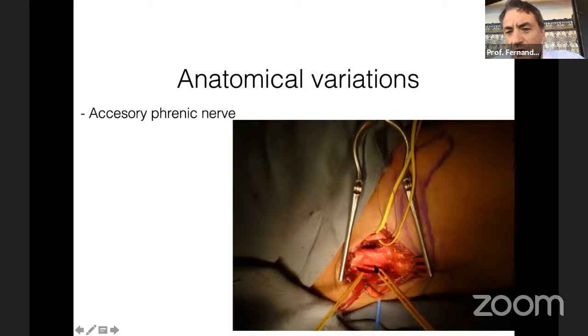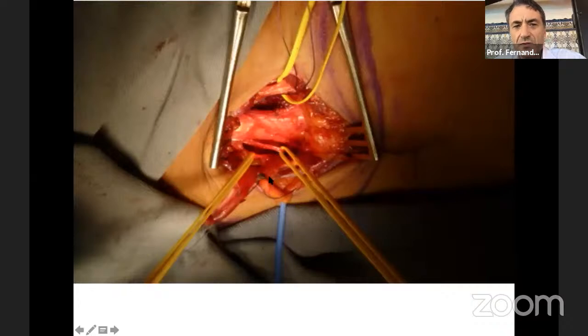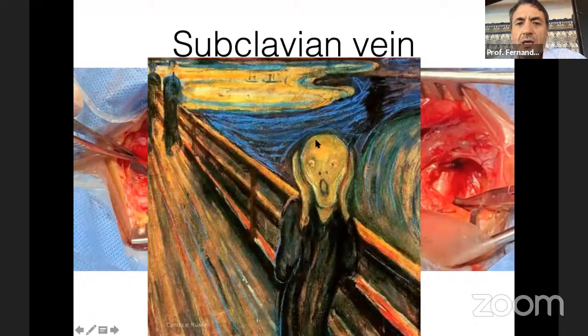We must be aware of this variation, one and two phrenic nerves. Lucas published that we can find this disposition of the phrenic nerve. That means two phrenic nerves that can unite in the thorax in 60% of individuals. And finally, we can find a lot of publications about these variations, and I found this in 2% of cases.